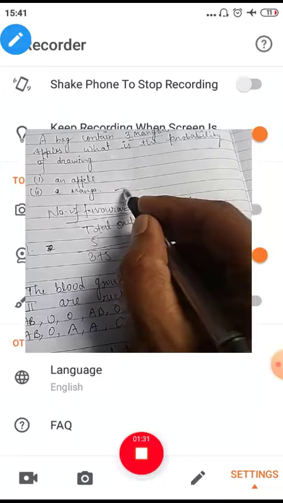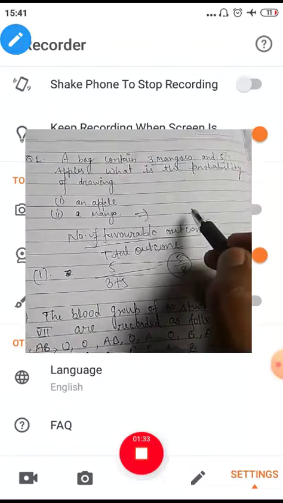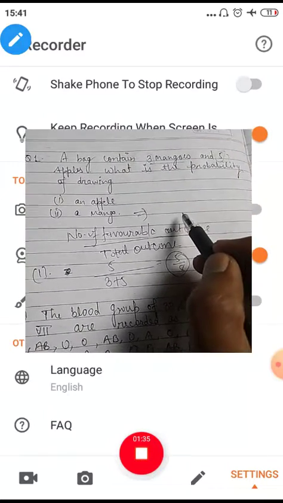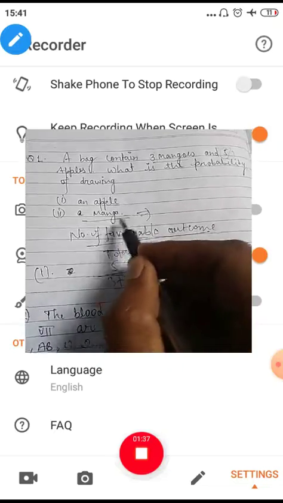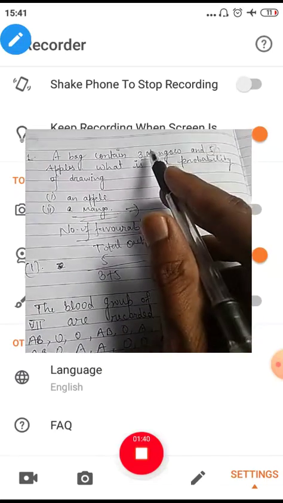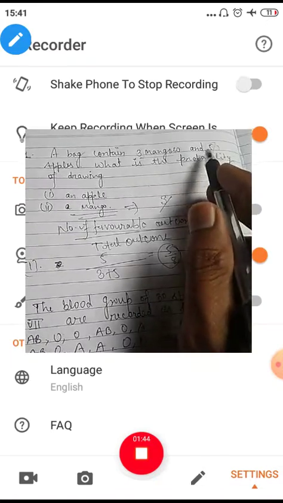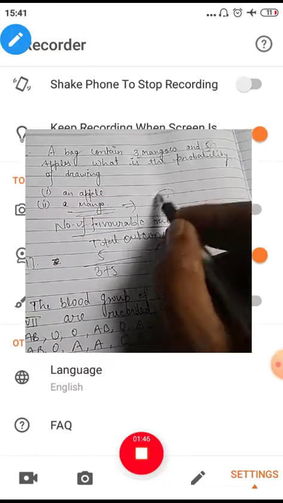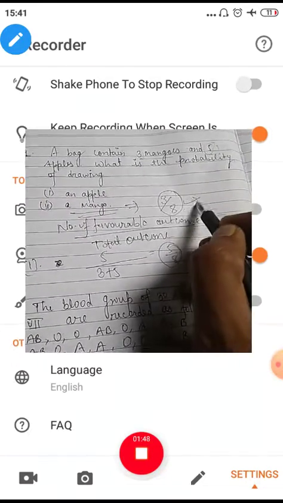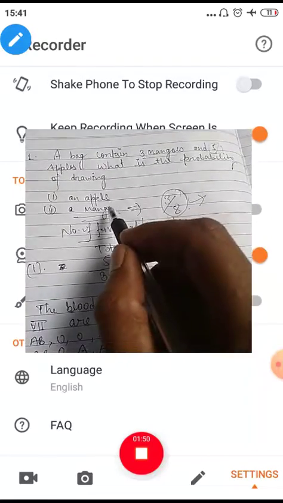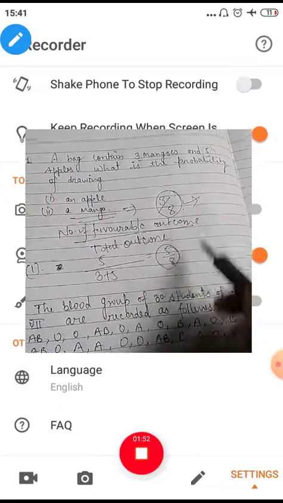And for this, what is the probability of drawing a mango? Okay, how many mangoes are here? 3. And how many fruits are here? Total fruits 8. So 3 upon 8. 3 upon 8 is the probability of drawing a mango from that bag.